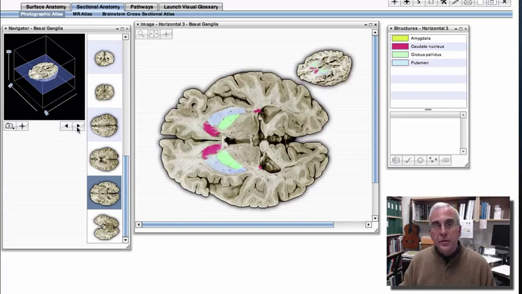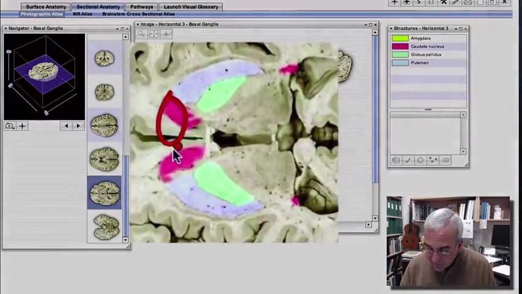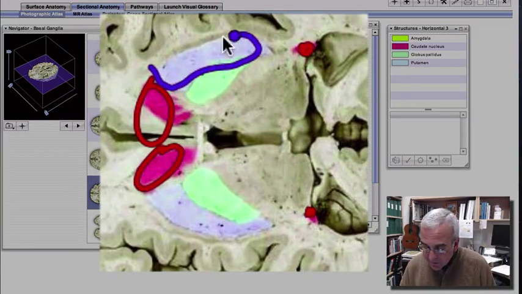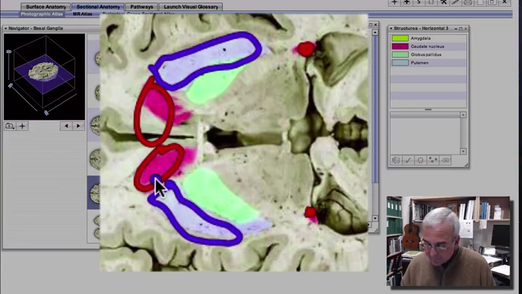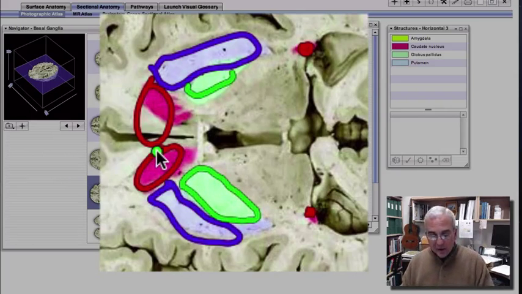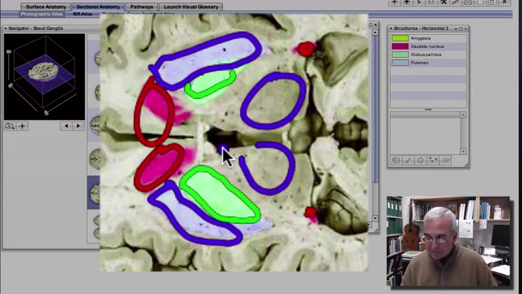And now we see our three major components of the basal ganglia that we've been featuring in this part of the tutorial. We have the head of the caudate nucleus and a little bit of the tail. We have the putamen, which is shown here in blue. And we have the globus pallidus, which is colorized here in green. Now the thalamus is located in this region right back there.